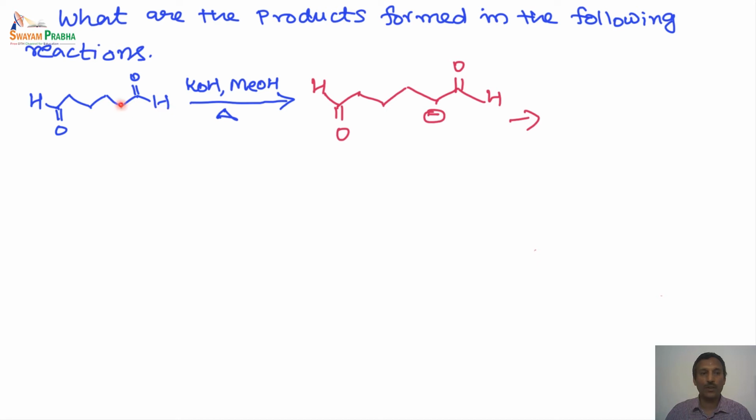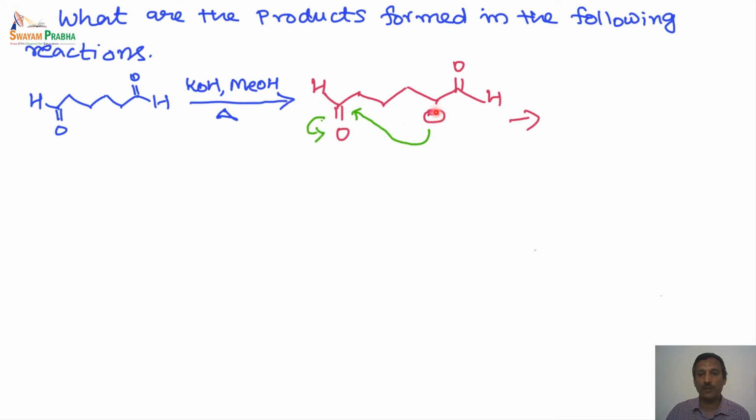So there are two places, 1 and 2. This is a symmetrical aldehyde. So either the proton is abstracted from this carbon or this carbon, we still end up with the same anion formed. So this anion is formed in the first step by the base abstraction of a proton.